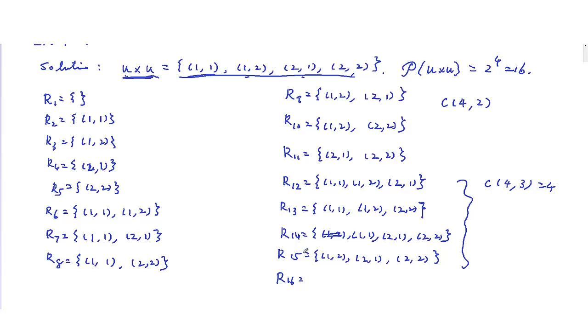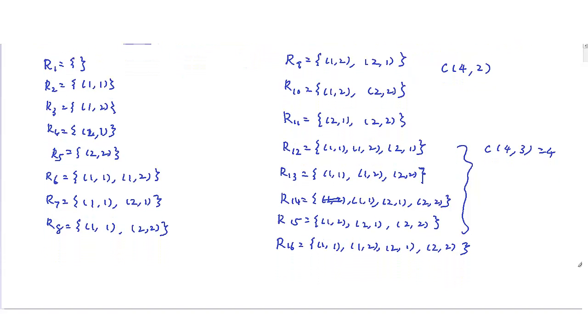And then R16, there will be all 4 elements itself. It's also a subset. So there are 16 subsets, and that means we have 16 different relations.